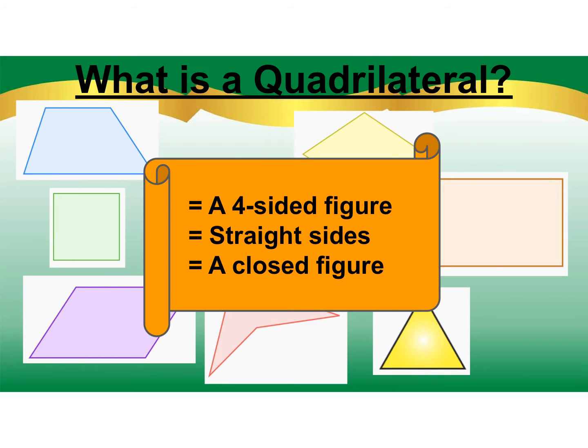So a quadrilateral is a 4-sided figure. All of the edges have to be straight. It can't have something that's curved like that. That would not count as a quadrilateral. And it has to be closed. It can't just be open.